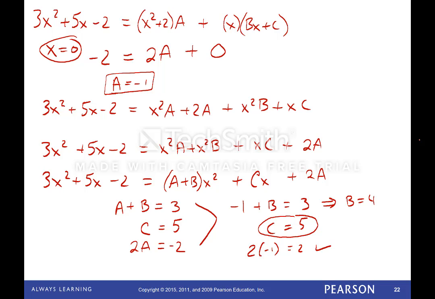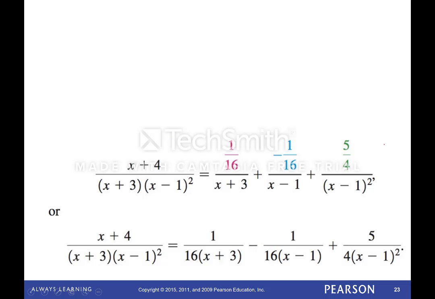Okay, can you rewrite this out? Can you write it as the final answer? I have the answer on the next slide as well, but all yours to do the answer. Alright, so a equals -1, C is 5, B is 4.